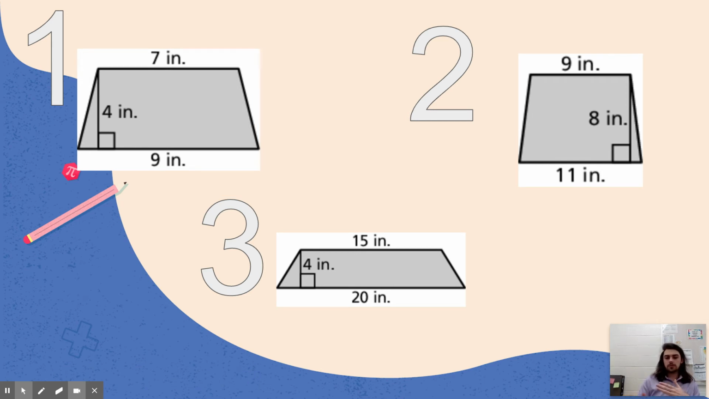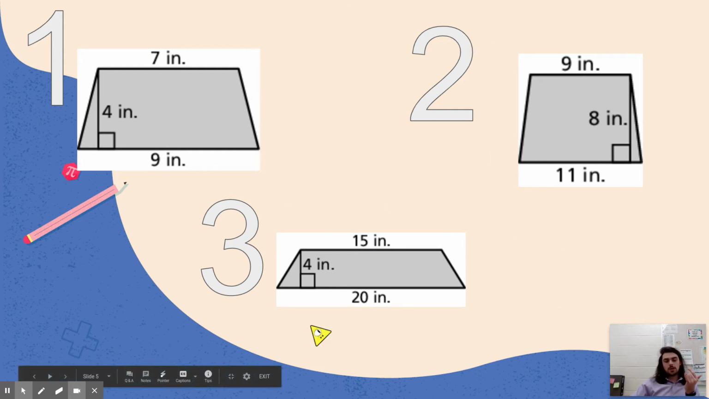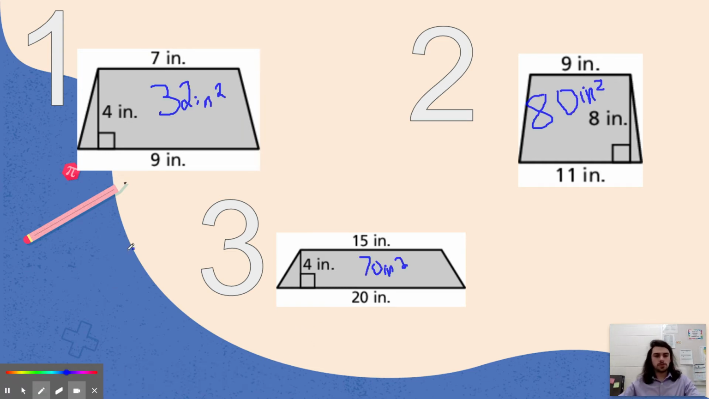If you can't see it, rewind it a little bit, you'll be able to find it. All right. So with that being said, you try these 3 and the answers will pop up in 1 second. The answers are: 1 is 32 inches squared, 2 is 80 inches squared, and 3 is 70 inches squared. So remember, if you don't get those answers, if you get bigger numbers, you probably did not multiply by 1/2 or divide by 2. It's the same exact idea.